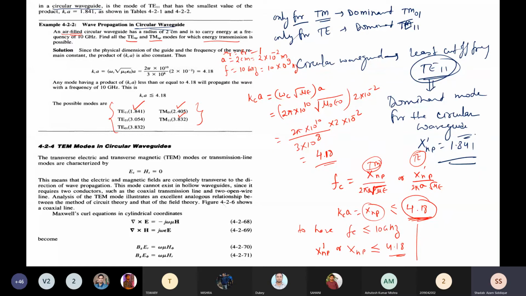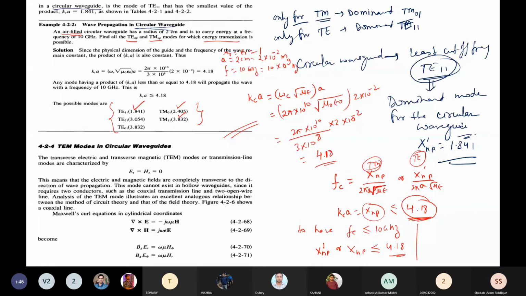Or if I give you only, find all the TE modes which are existing, and I give you the XNP table, then you will know how to find the TE modes only. If you ask for all the modes, not only TE and not only TM, find all the modes which are existing for the energy transmission, then you will find all the modes, both TE and TM. Okay, I hope you understand the problem.